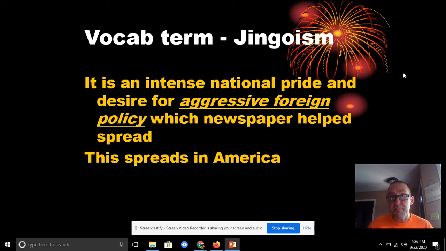So the people that were in favor of imperialism, that wanted to go conquer other places, would often be called jingoists, or they'd say they have a jingoist attitude, or they find jingoism appealing. So that just means that we're going to spread American ideas around the world, and we're going to do that by going out and being aggressive and conquering other places.